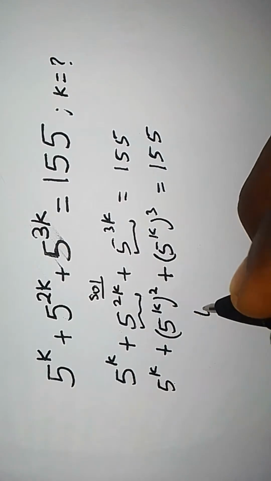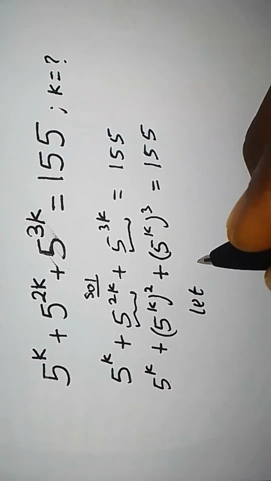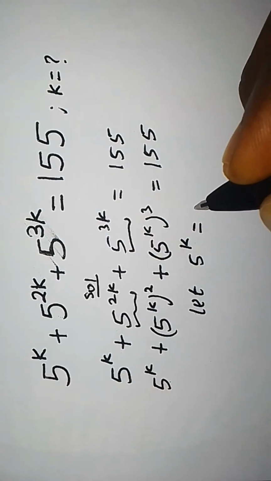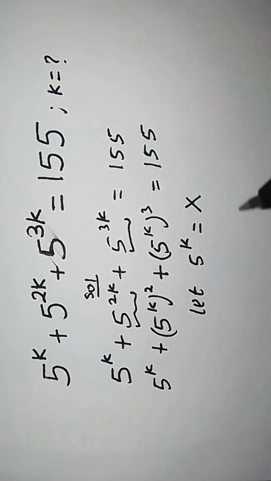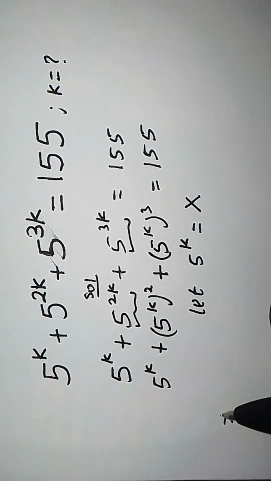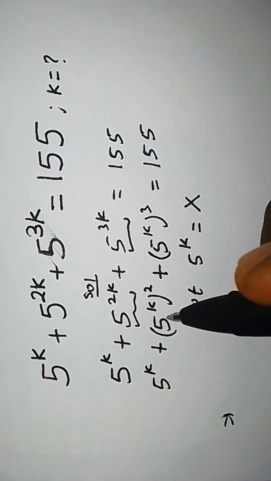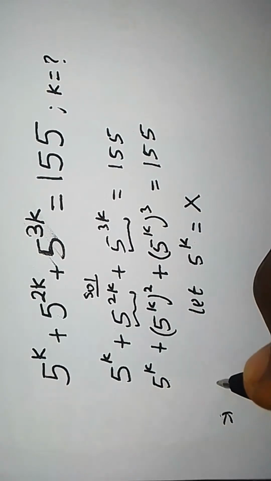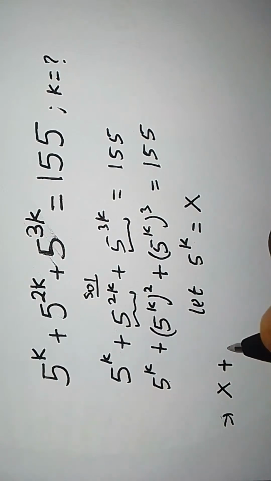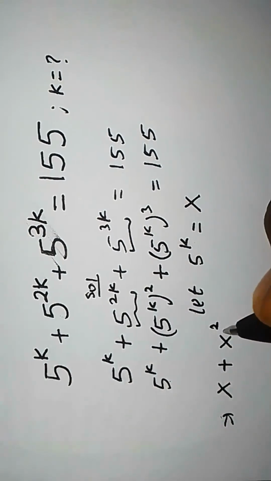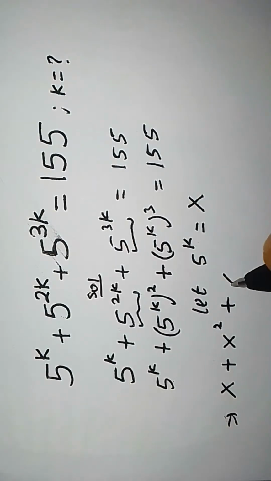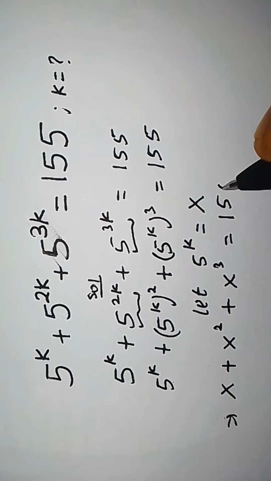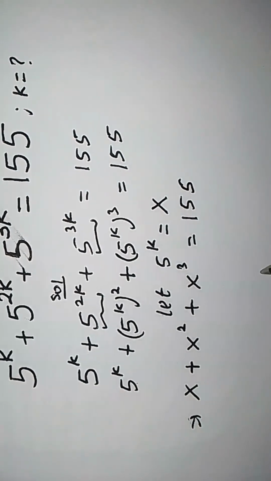So, let's suppose 5 to the power of k is equal to x. This means that in place of 5 to the power of k, we just write what? We write x. So that will be x plus x to the power of 2 plus x to the power of 3 equal to 155. Let's proceed further.